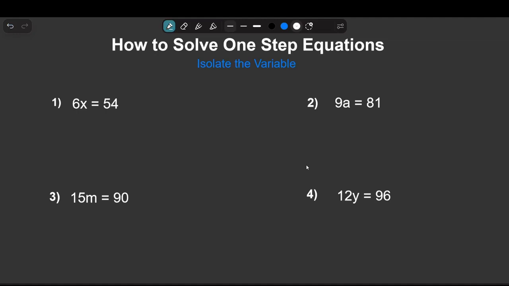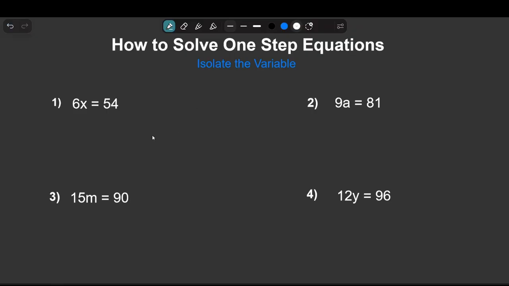In this video I'm going to cover how to solve one-step multiplication equations. Now, when we solve one-step equations, we want to isolate the variable, which means get it by itself. Basically, we want to undo whatever is being done to the variable, that way the variable is by itself on one side of the equation. We do this by using the inverse or opposite operation. Keep in mind, it is very important that whatever is done to one side of the equation, it must be done to the other side. That keeps everything balanced and equal.